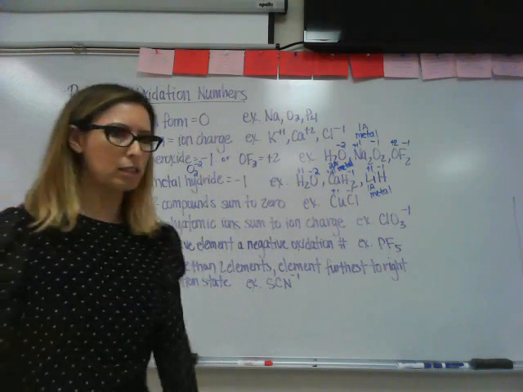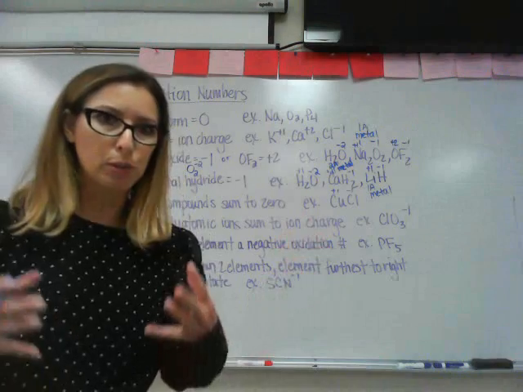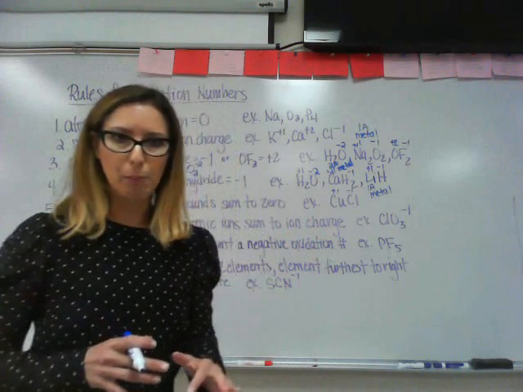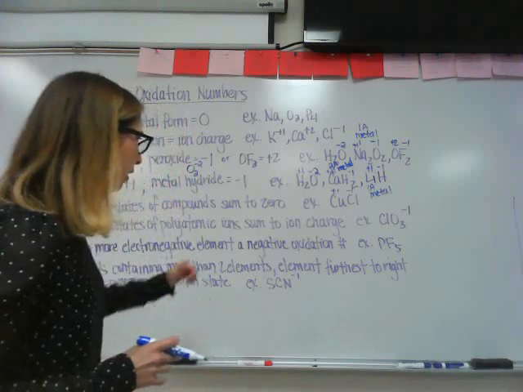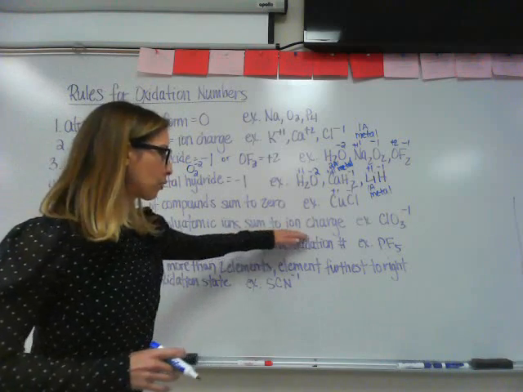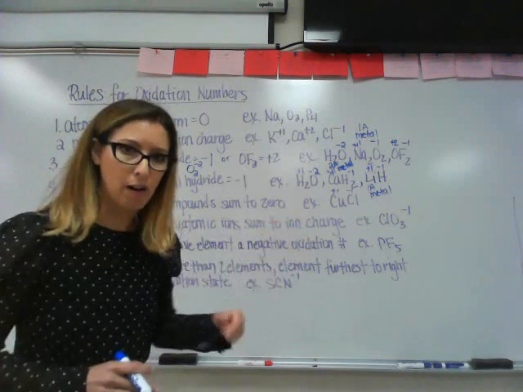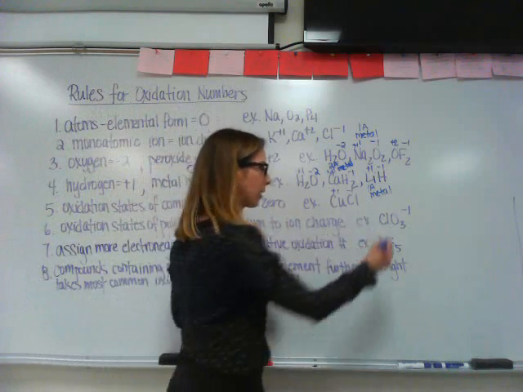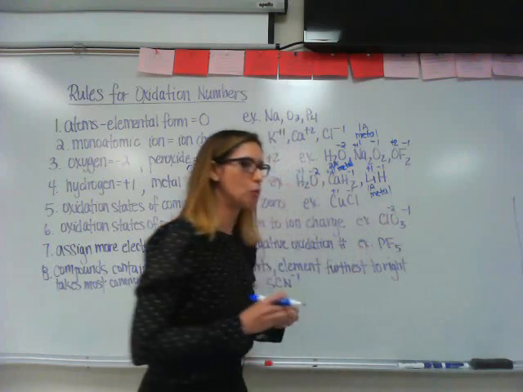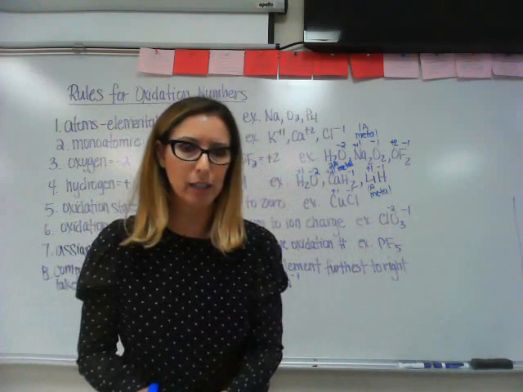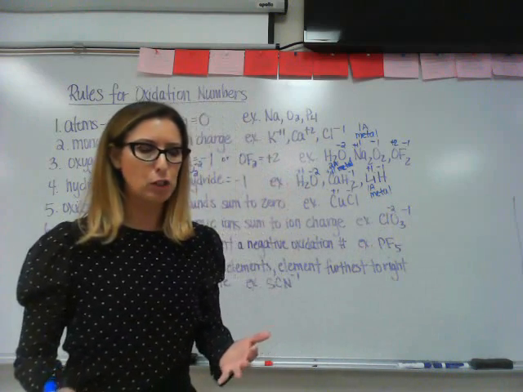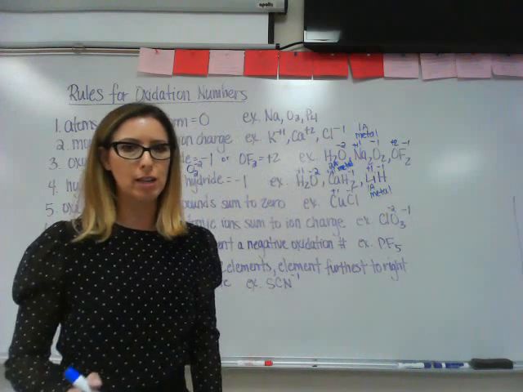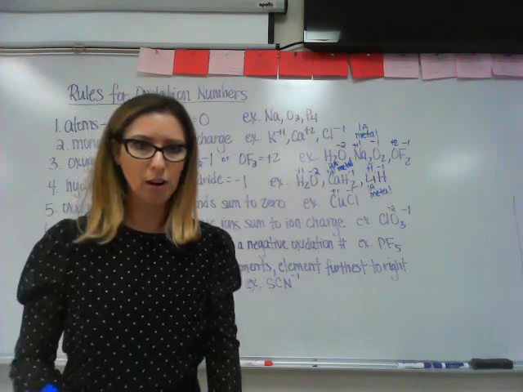Rule number 6. Oxidation states of polyatomic ions, that means groups of elements. They have to have a charge written on the paper. That's a polyatomic ion. The sum of the oxidation numbers is the ion charge that's written on the paper. So if you have ClO3 -1, assign the oxygen first, because you know that it's usually a -2. By the way, if you have hydrogen and oxygen, or either one in a compound, you usually assign them first, because you know what they are.